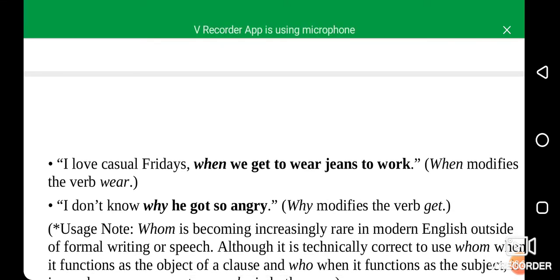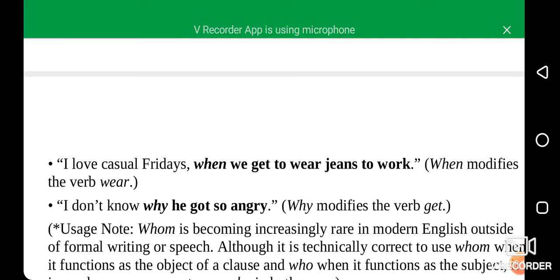Now coming forward, I love casual Fridays when we get to wear jeans to work. When they get to wear jeans to work on Fridays. So he loved that Friday. Which Friday? When they get to wear jeans to work. So there is a description of Friday when they are allowed to wear jeans for work. So in this sentence, "when" is a relative adverb which is at the start of the adjective clause, or relative clause, and "when" modifies the verb "get," and it shows time here, so it's a relative adverb.